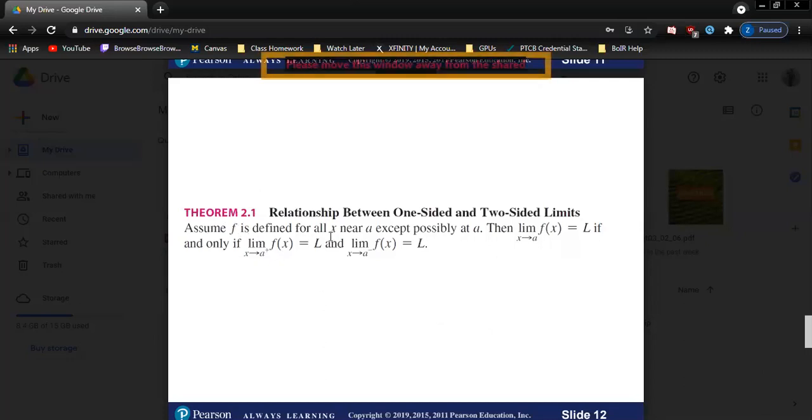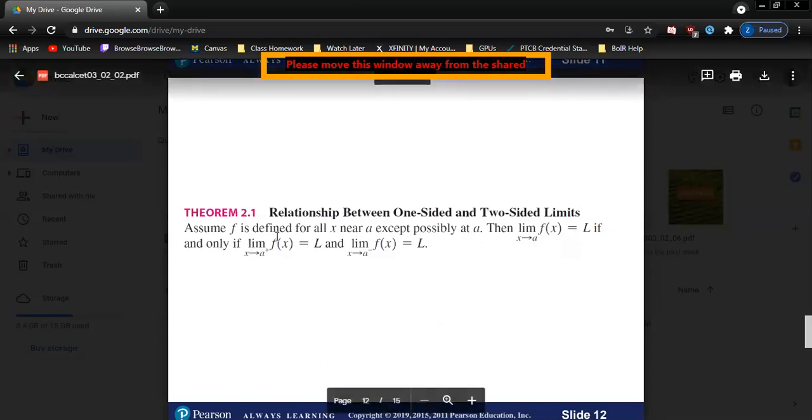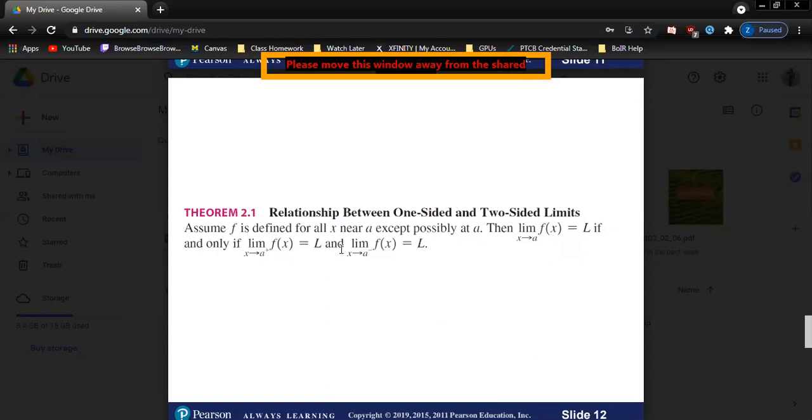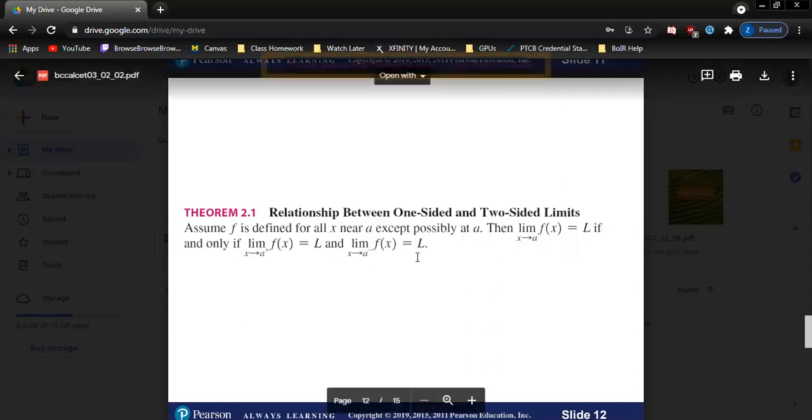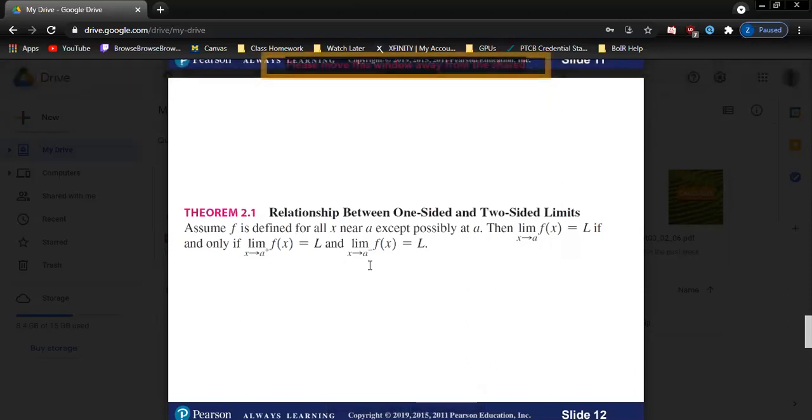Assume f is defined for all x near a except possibly at a, then the limit is L if and only if the left-hand limit is L and the right-hand limit is L. That's what I actually said. That means the limit will be the value which you are getting from the left and right-sided limit, but those values have to be the same. If it's different, you say the function does not have any limit. Okay, and obviously at that point, yeah.